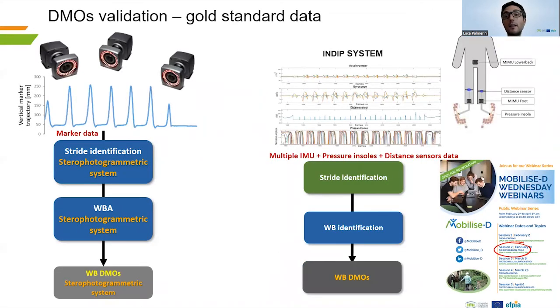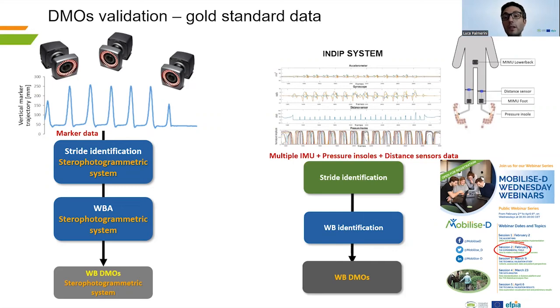Then there are data that are needed to validate these digital mobility outcomes. So data from the gold standard. In Mobilise, we have the stereophotogrammetric systems in the laboratory sessions. And for these systems, we have both the raw data, so the marker data, and the related process outcomes that are needed to validate the extracted digital mobility outcome.